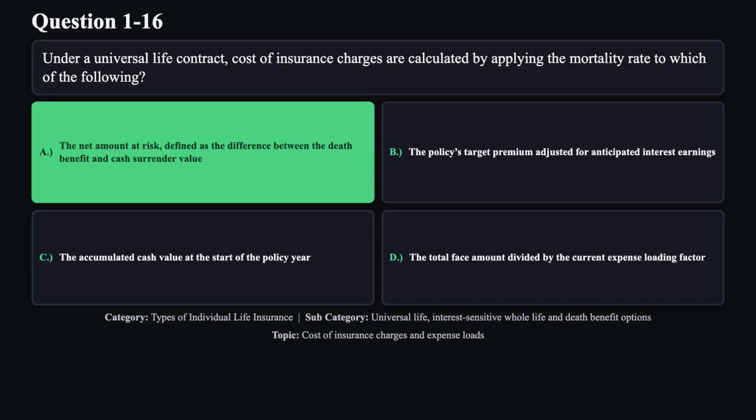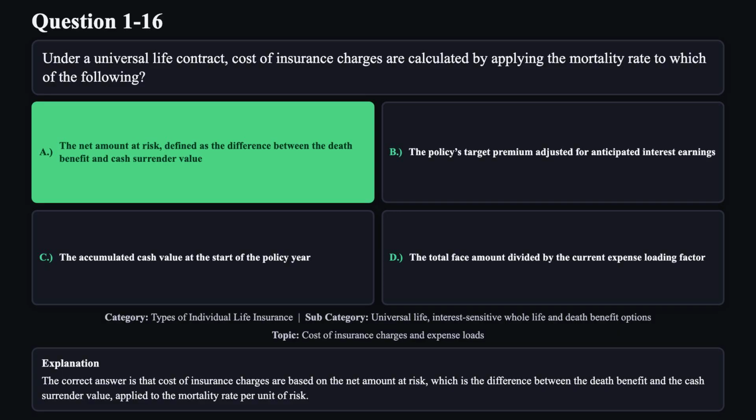The correct answer is A. The correct answer is that cost of insurance charges are based on the net amount at risk, which is the difference between the death benefit and the cash surrender value, applied to the mortality rate per unit of risk.